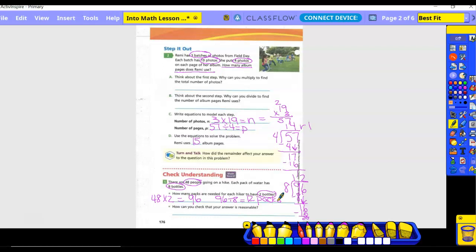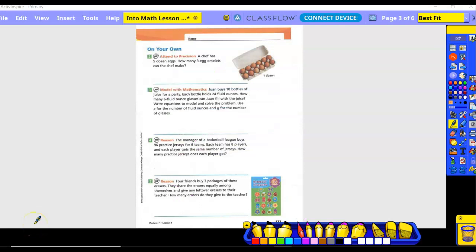Okay. How can you check that your answer is reasonable? So 48 is almost what? 50. So you could have taken 50 times 2 and got what? 100, okay? And then 8 is almost what? 10. So could you take 100 divided by 10? And you get what? What is 100 divided by 10? It's 10. So is 10 about 12? Yes. So does that make that a reasonable answer? Yes.